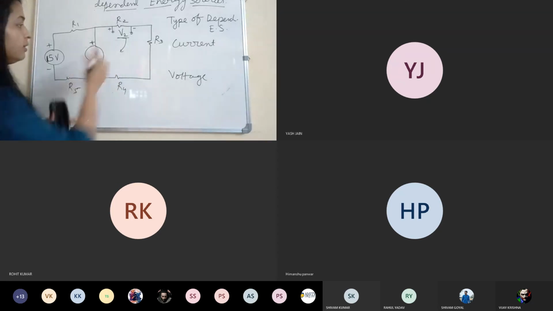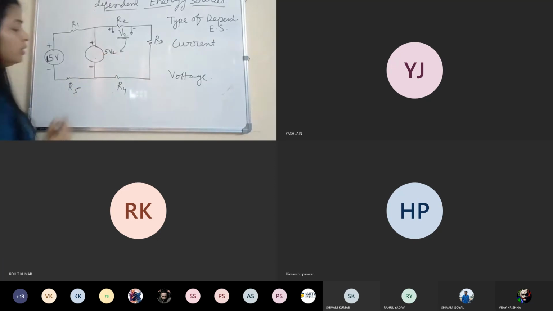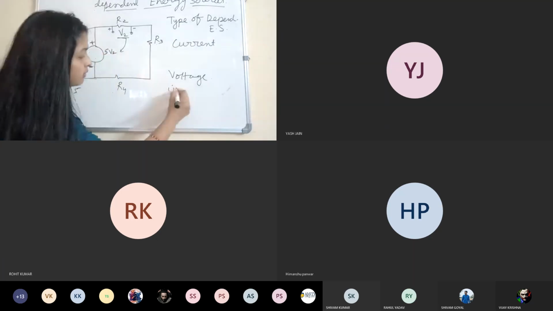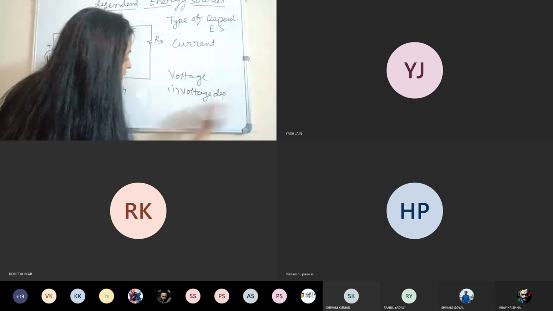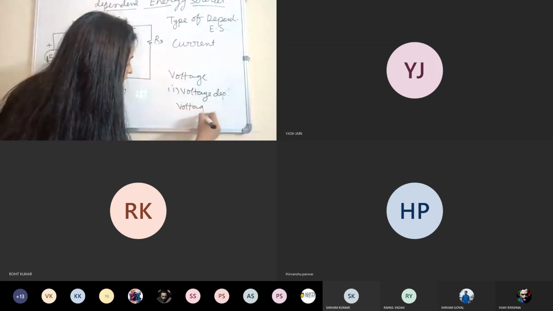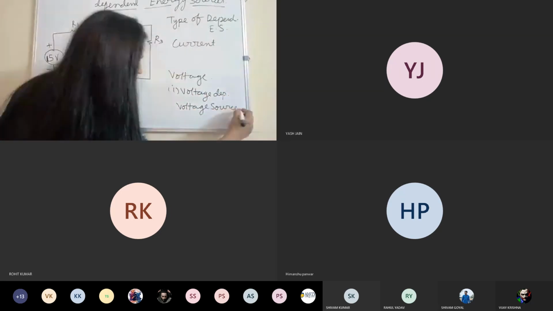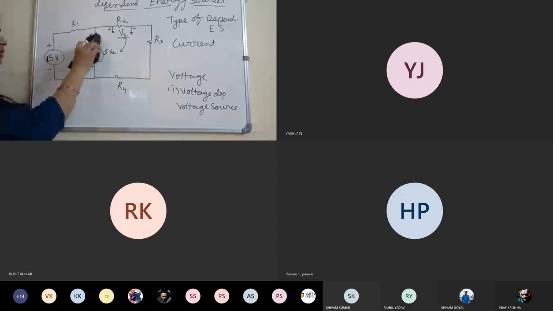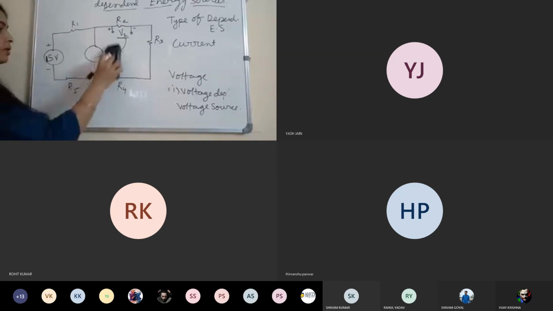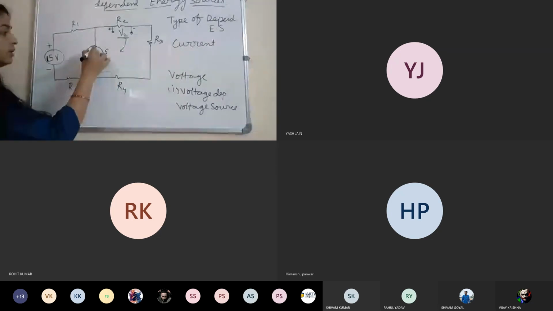Write it again, 5V2. This comes under voltage dependent voltage source. I hope you get this idea. It depends on voltage and it is a voltage source, that is why it is a voltage dependent voltage source. Okay, now come to the other question.